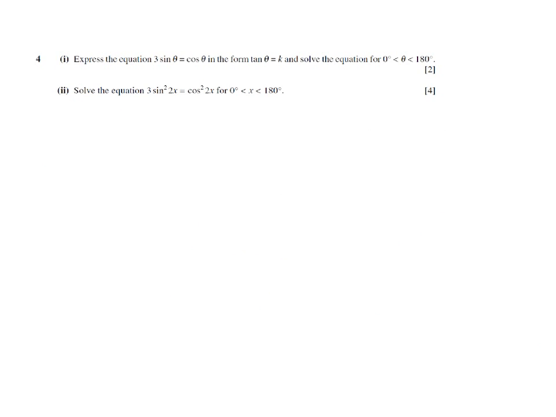So let's solve question 4 together now, which is a question about trigonometry and identities. Express the equation 3 sine of theta equals cosine of theta in the form tangent theta equals k, a particular constant. And solve the equation, so don't forget that, for theta between 0 and 180 degrees. Well, you should realize that the tangent of any angle, that's the identity, is the sine of that angle over the cosine of that angle.